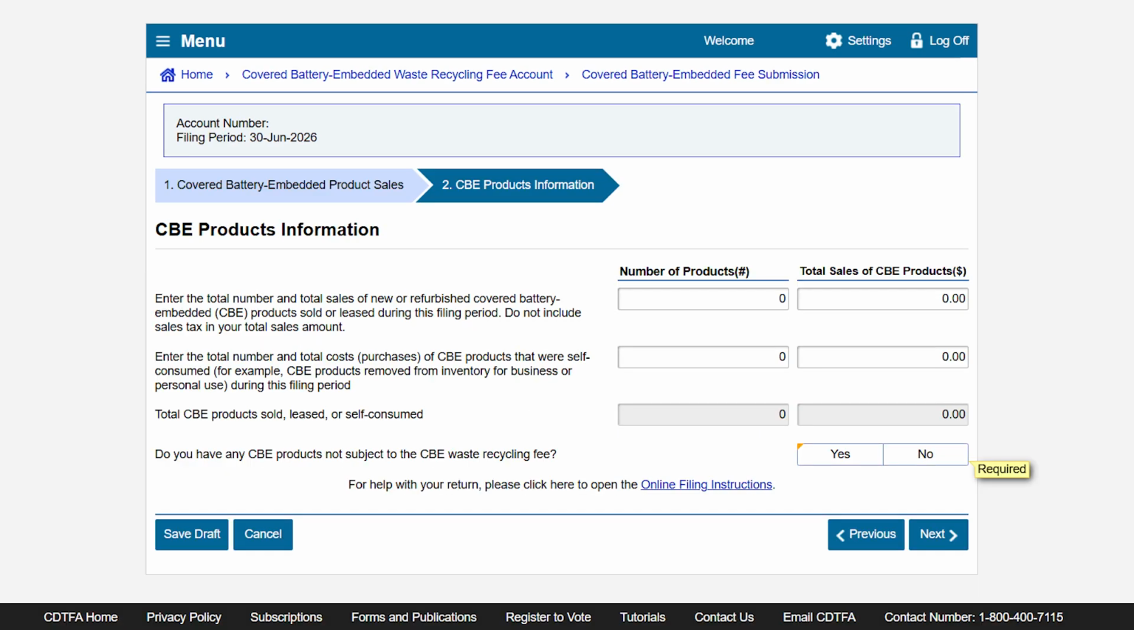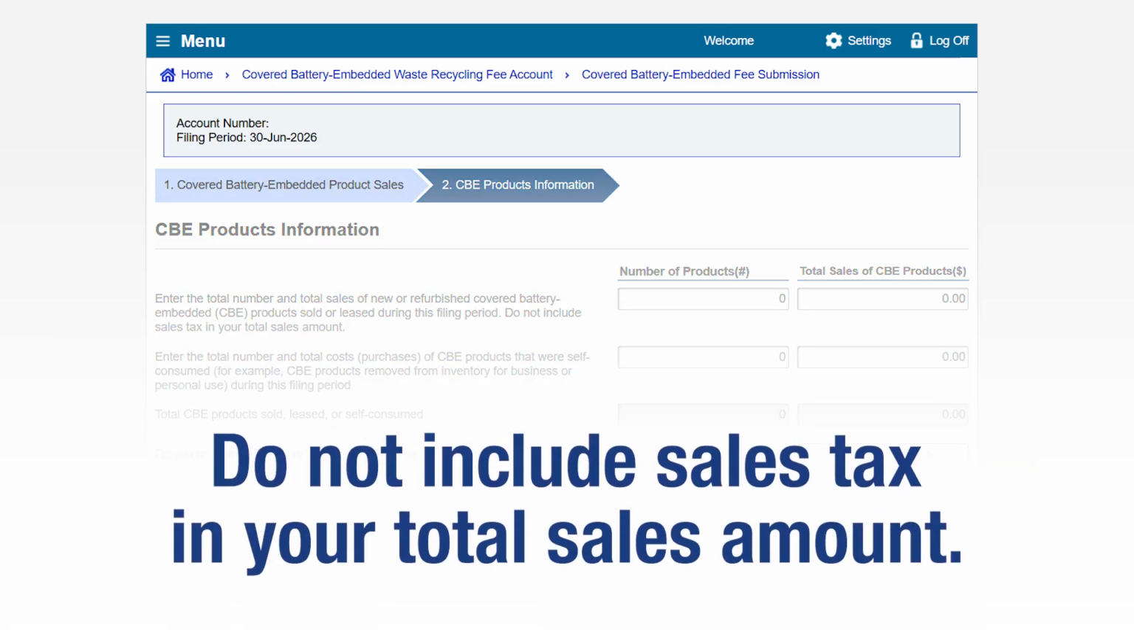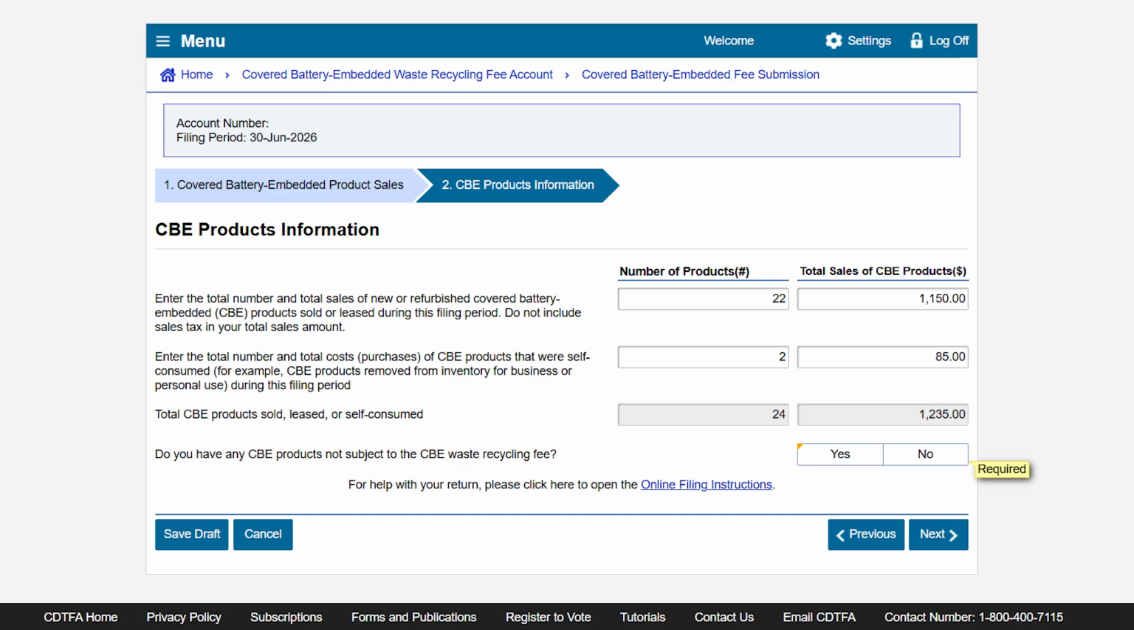On the CBE Products Information page, enter the total number and total sales dollar amount of new or refurbished Covered Battery Embedded CBE products sold or leased during this filing period. Your total sales amount represents the retail selling price of each CBE product sold. However, do not include sales tax in your total sales amount. In our example, we sold 22 CBE products and had a total of $1,150 in sales of CBE products.